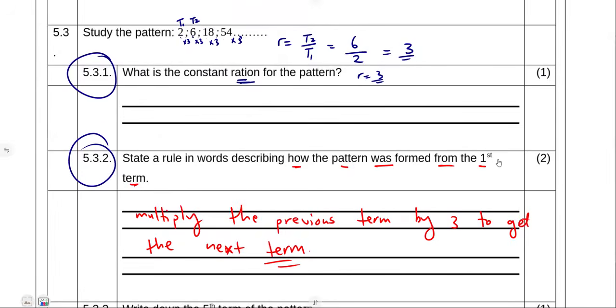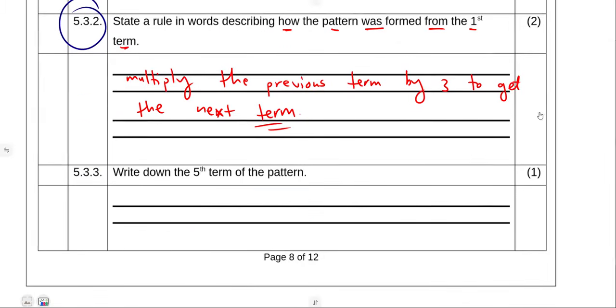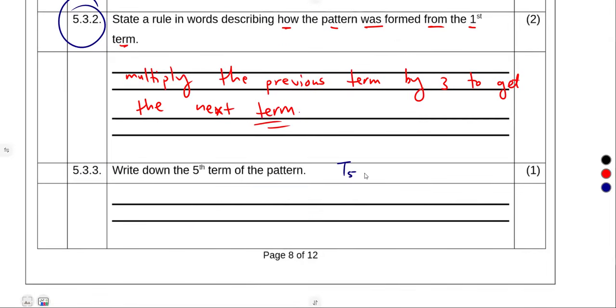So write down the fifth term of the pattern. All right. How many terms do we have here? It's 1, 2, 3, 4. So the fifth one, guys, is T5. So it is simply 54, the previous term, times 3. The fourth term times 3. So T5 is simply 54 times 3, the previous term, which is our T4, multiplied by 3. So 54 times 3 is 162.